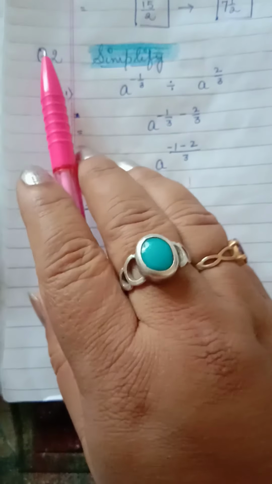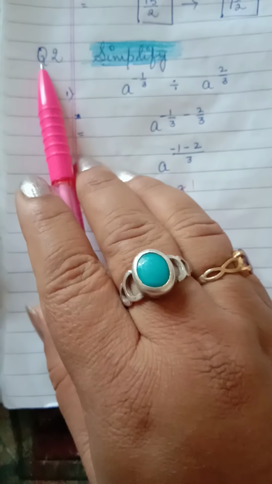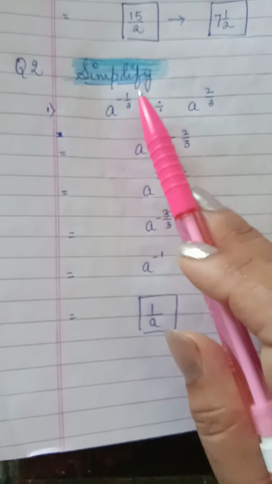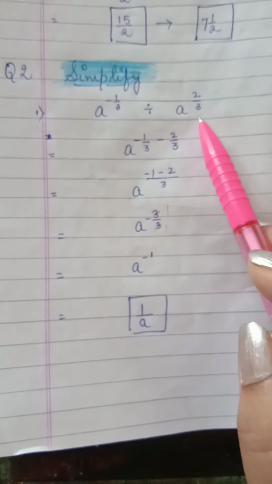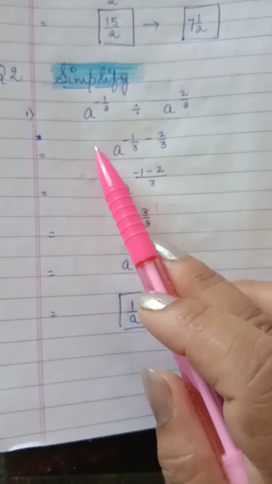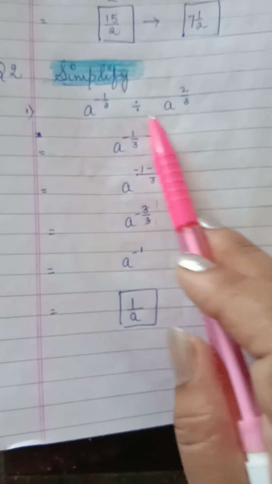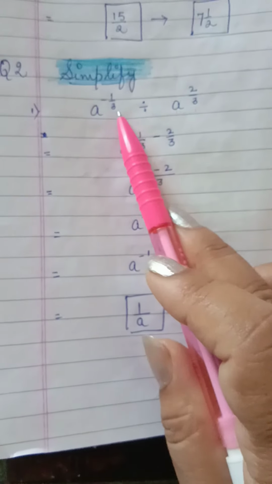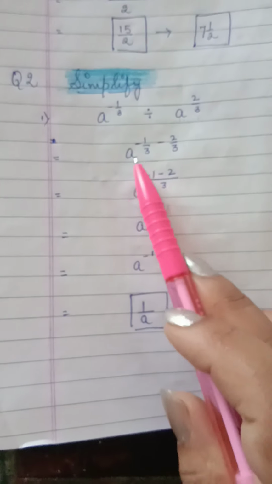Okay, now children, after question number 1, in the next part we begin with question number 2, which is: simplify a to the power minus 1 by 3 divided by a to the power 2 by 3. Now, what we can do here is we are dividing and the bases are same. Use the quotient law. In division, when bases are same, subtract the powers. So, first power minus the second power.